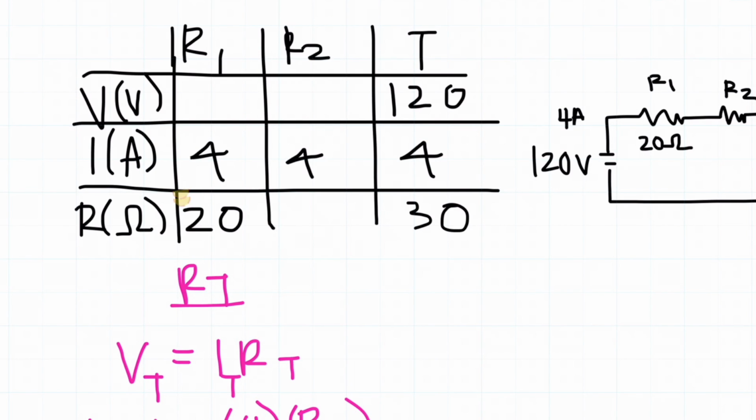Also remember that the resistors all add up for the total resistance. So here you can say that 20 plus 10 is equal to 30. For the next part, you can use Ohm's law again to calculate the voltage for R1 or for R2. I'm going to start with R1.